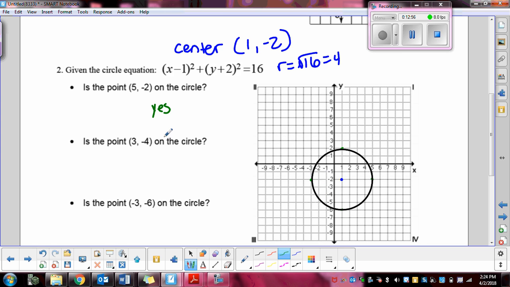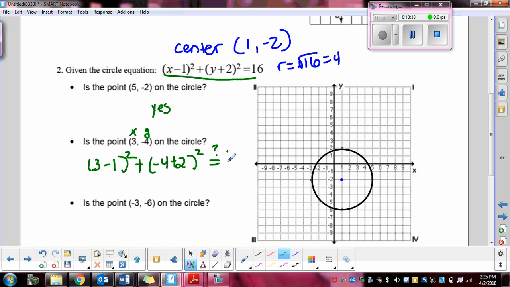What if I actually did it wrong? Let's see, 3, -4. I'm not sure if these two are on the circle. What we're going to do is plug it into this equation of a circle. So this is my x value, 3, and then -4 is my y value. My equation is x minus 1 squared plus y plus 2 squared equals 16. Are they equal? So I'm going to plug in 3 for x: 3 minus 1 squared plus -4 plus 2 squared. Does that equal 16?